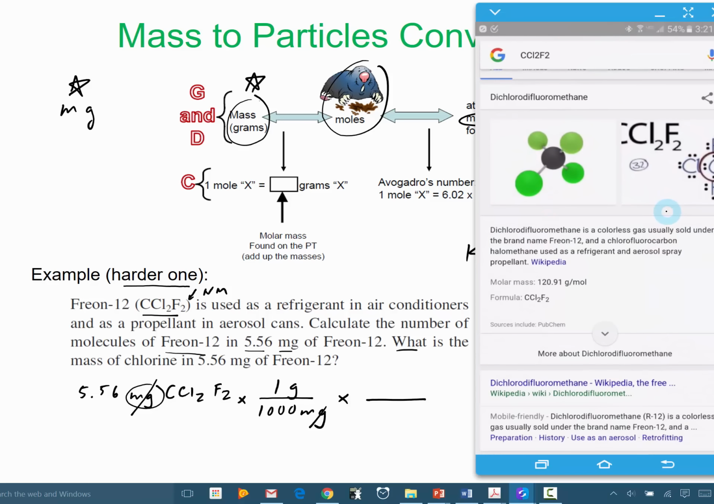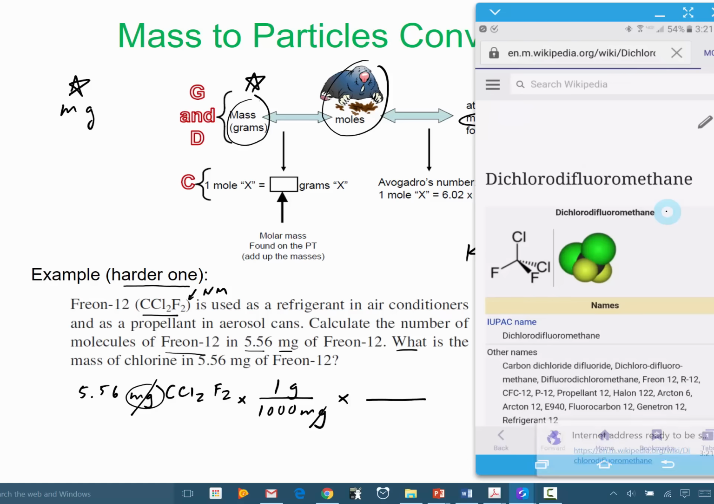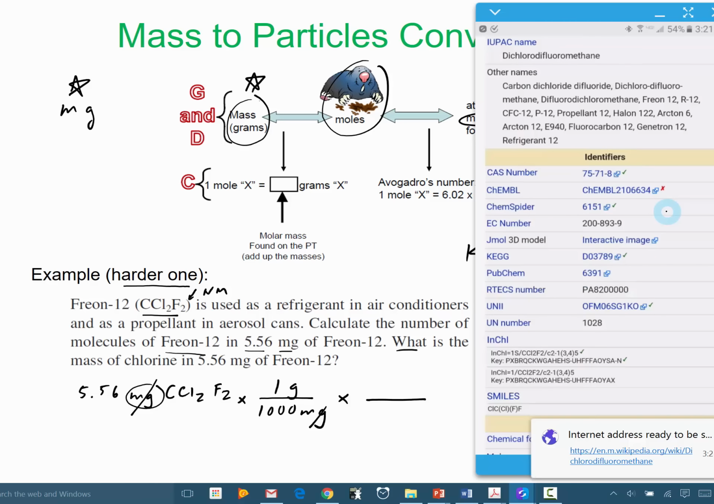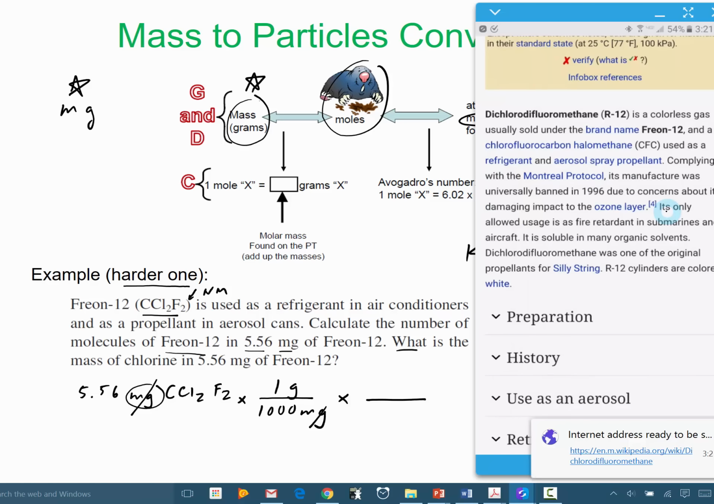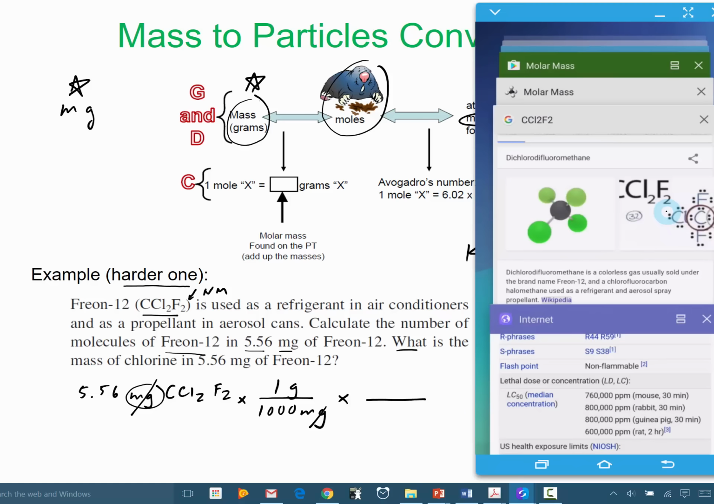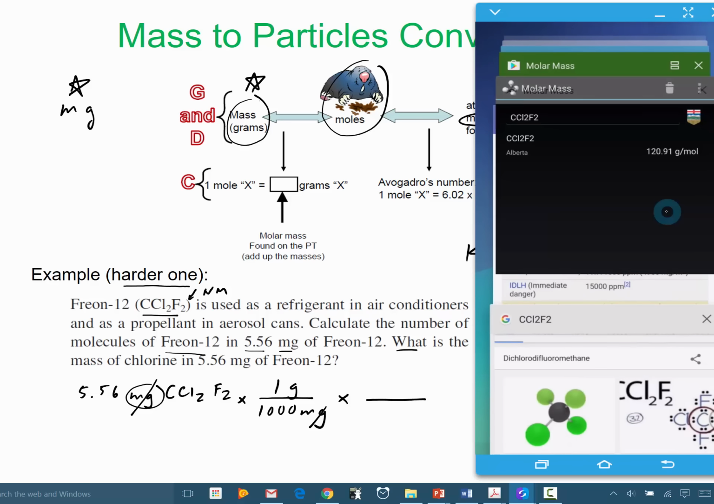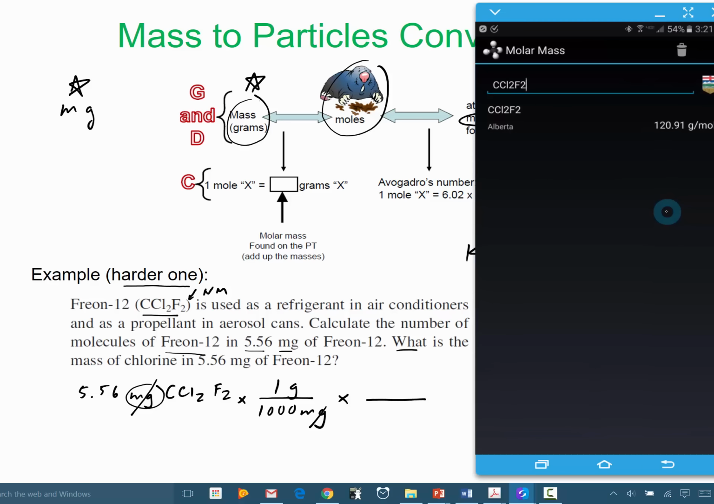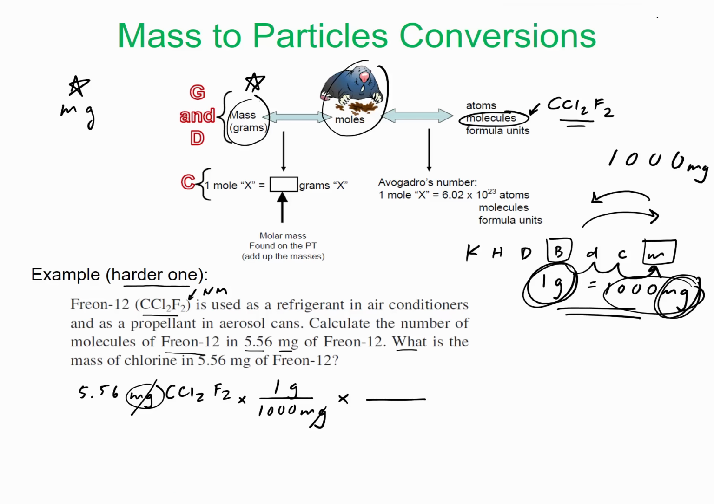And then you could Wikipedia this, and you could start learning about Freon, how dangerous it is. It starts messing up the ozone, makes holes. Yeah, its manufacture was banned in 1996. Okay, so where was I? No, I want the molar mass app. So okay, so 120.91 is my molar mass.